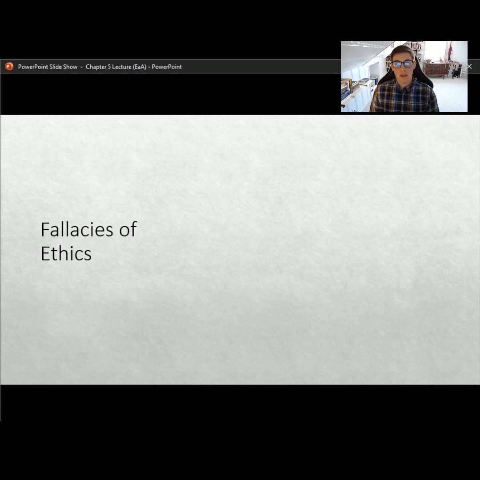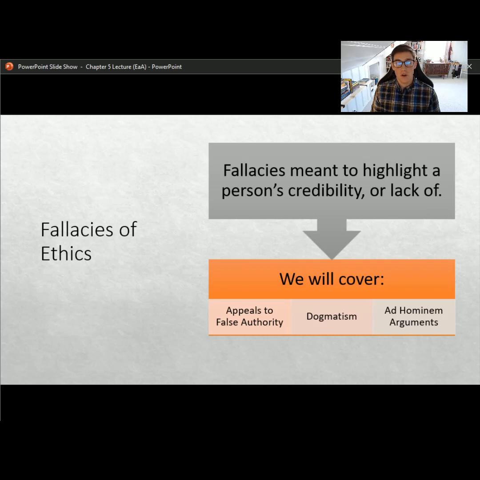So we went over 3 logical fallacies that were related to fallacies of emotion. Now we're going to go over fallacies of ethics. These are meant to highlight a person's credibility or lack thereof. And this is a really, really interesting category of fallacy to me, because it really leans into this idea called the Dunning-Kruger effect, the idea that we are experts, that we know more about a thing than we actually do. And you'll be surprised at how often you might see these in your day-to-day lives.